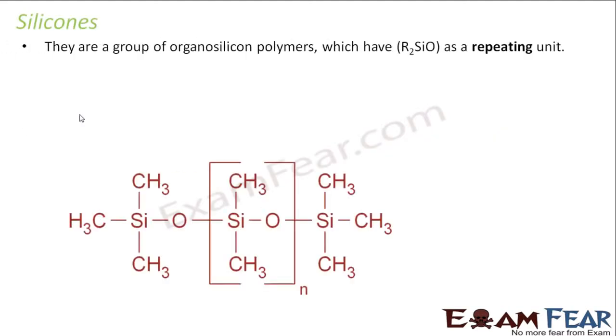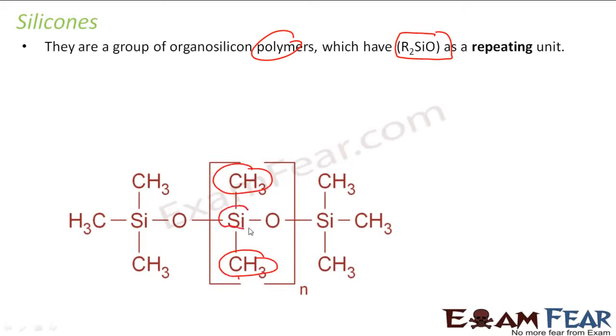Let's talk about another important compound called silicones. Silicones are polymers which have R2SiO in a repeating unit. For example, R2SiO in a repeating form, n times. This is called silicones. We will study more about this in organic chemistry, but just understand that silicones have to be in an R2SiO repeating unit.